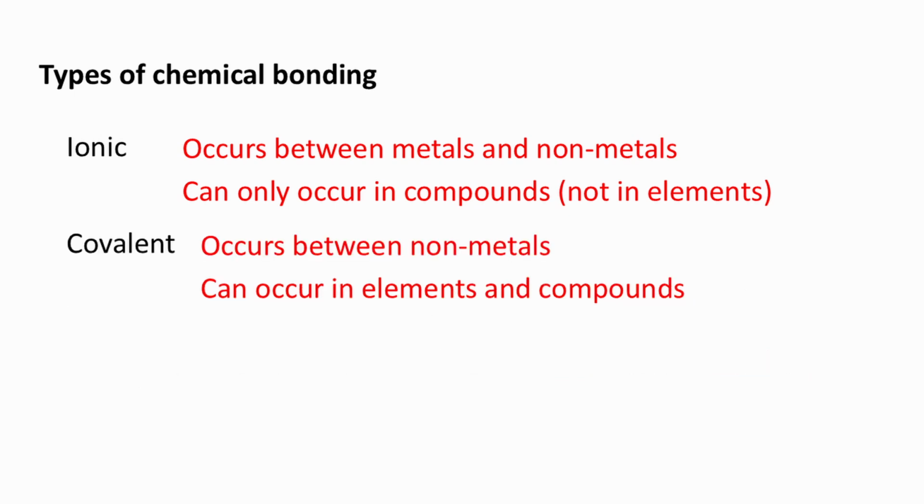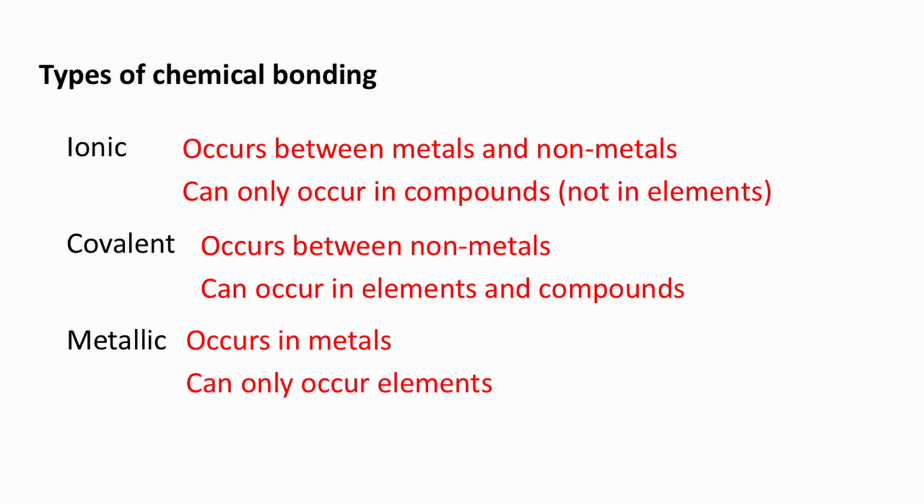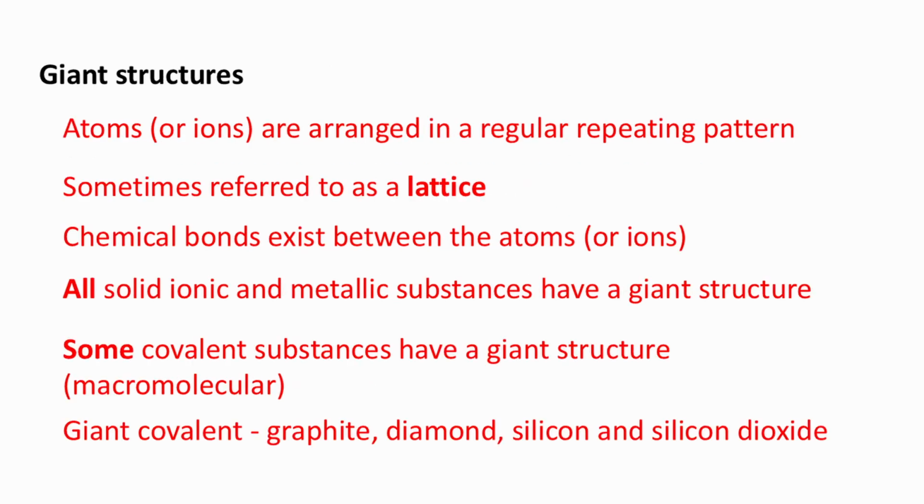Covalent bonds occur between non-metals. Covalent bonds can be present in elements or in compounds. Metallic bonds occur in metals and can only occur in metallic elements. There are two types of structure: giant and simple. We'll look at giant structures first of all.